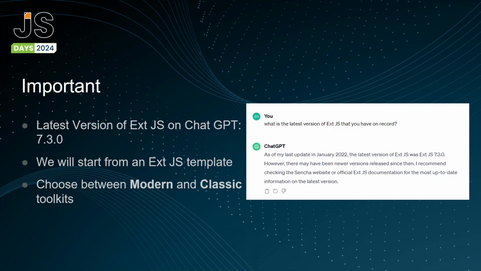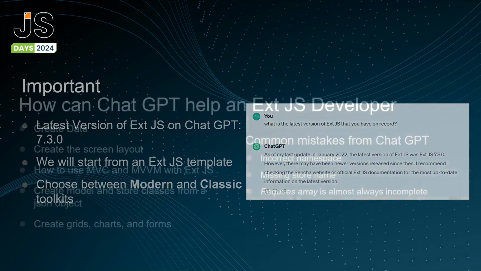Also, I want to mention that we're going to be using an Ext JS template. However, keep in mind that you can use ChatGPT to create an application from scratch. We want to create something a little bit more powerful, so we're actually going to use a template. And also, we have to decide if we're going to use the modern or the classic toolkit. Of course, it depends on whether the application we are building is for mobile or desktop devices. Right now, I'm going to be using only the classic toolkit.